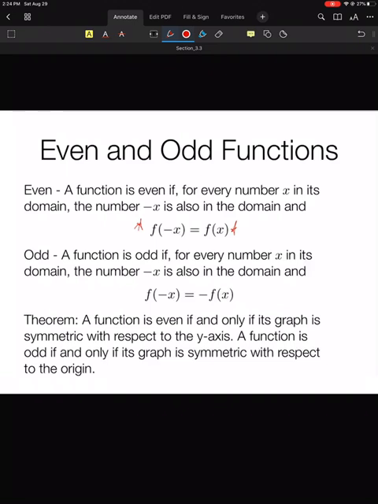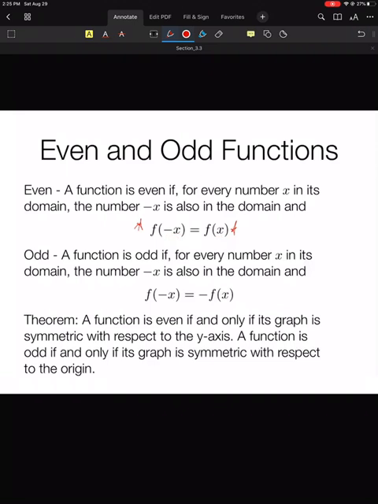It says that if I substitute negative x into the function, it's going to look exactly the same as if I substituted an x into the function. Sometimes the function might have an x in there already, and so then you just have to check if I plug in negative x, it looks the same as the original function or not. Okay, so that's even.